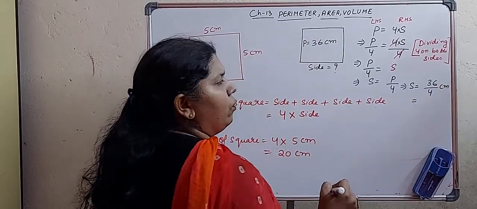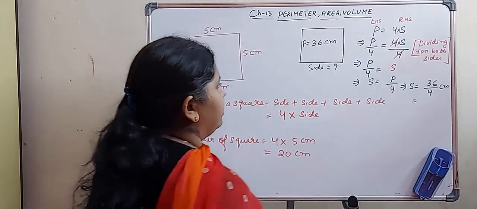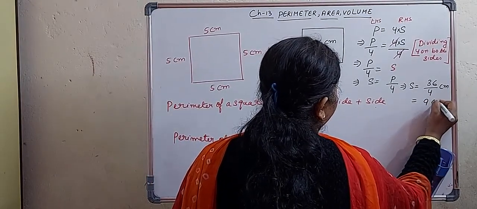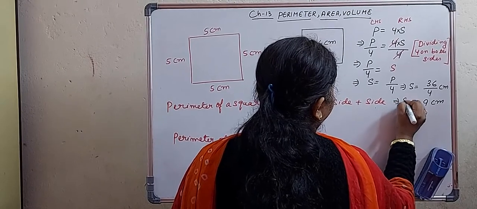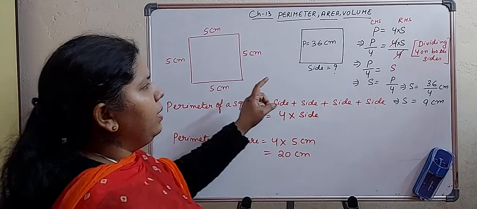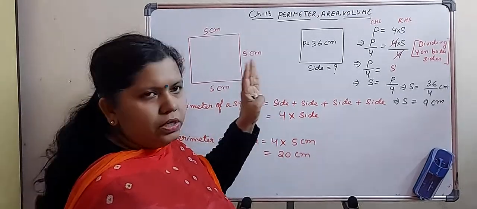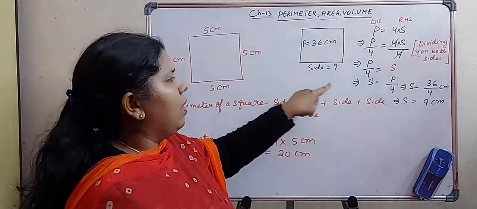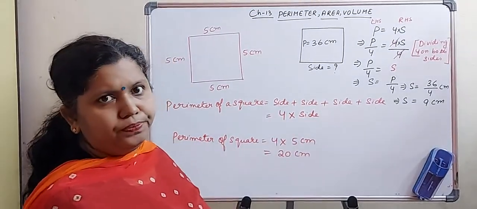Now 4 9s are 36. Okay. So it will be equal to 9 centimeter. This implies S equal to 9 centimeter. So children, I hope you all have understood. If we know the perimeter of the square, how can we take out the side of the square?